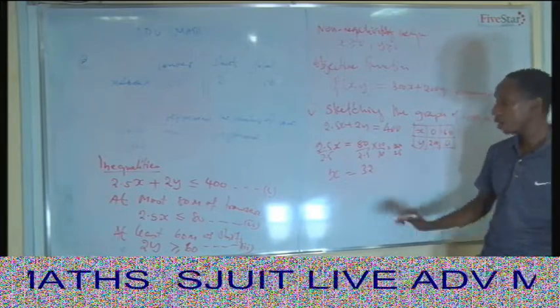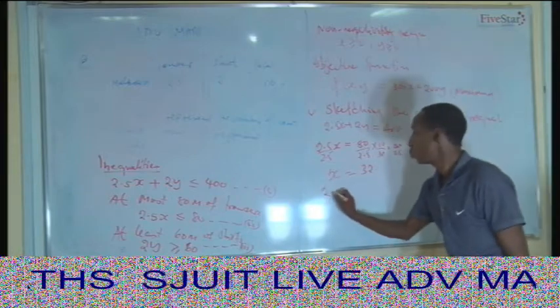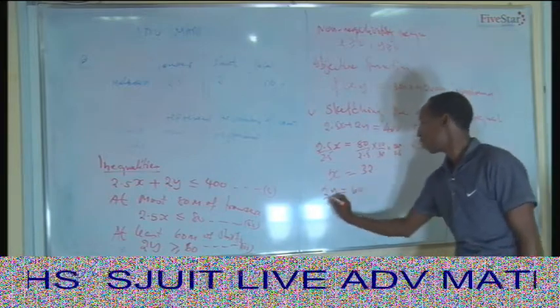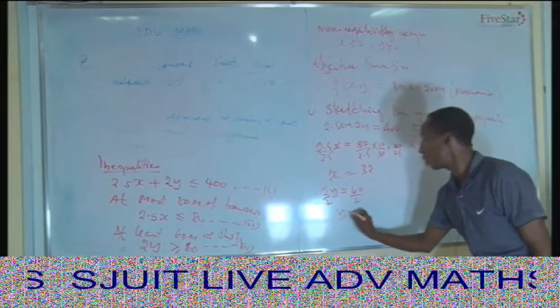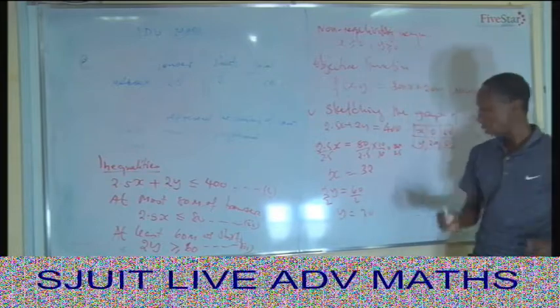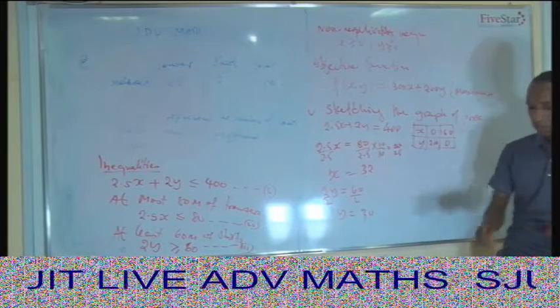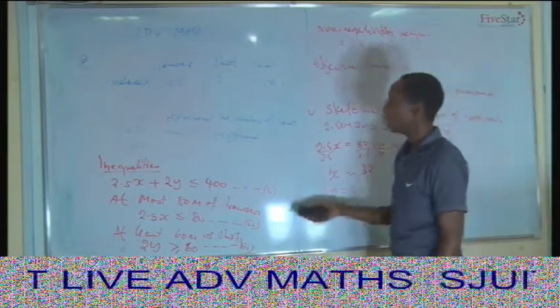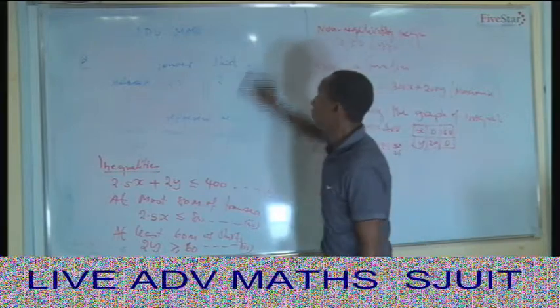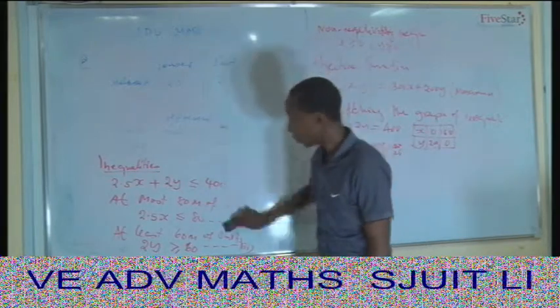And again, the last inequality is 2y less or equal to 60. Divide by 2, we get y equals 30. So after getting all the tables, all the values that we need to sketch the graph, we just sketch our graph like this.